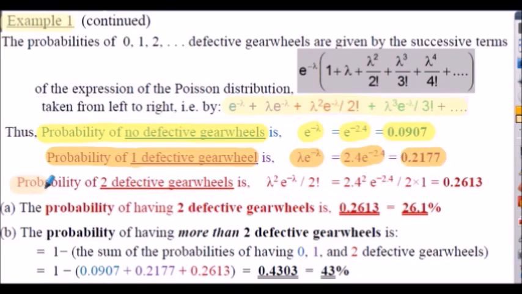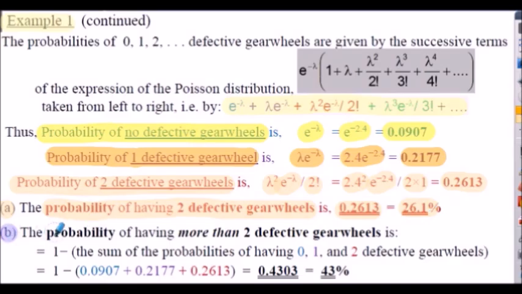0.2177. And the probability of 2 defective gear wheels, so that's the third term in our series, that's lambda squared multiplied by e to the negative lambda divided by factorial 2, so that's 2.4 squared multiplied by e to the negative 2.4 divided by 2, evaluates to 0.2613. So part A, we have to find the probability of having 2 defective gear wheels in our sample. We can clearly see from the third term evaluated above, that's 0.2613, or 26.1% to 1 decimal place.